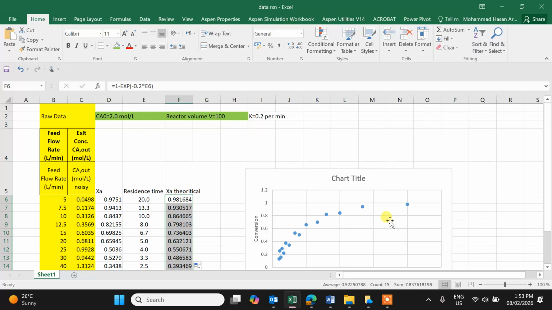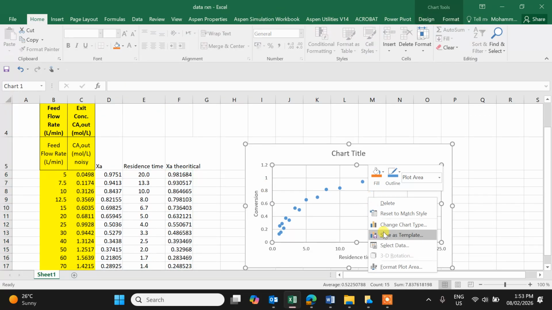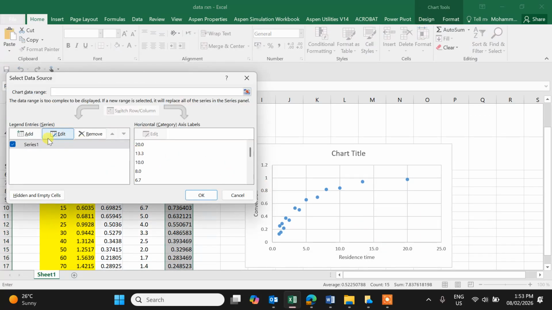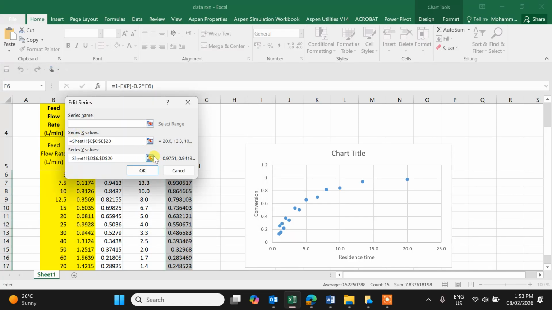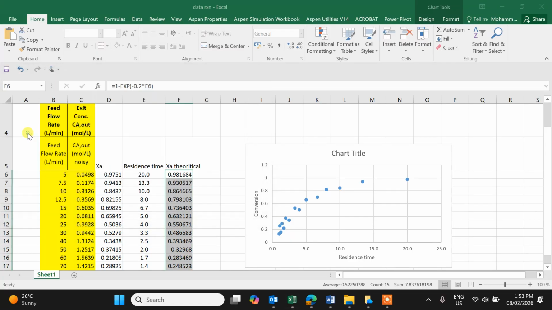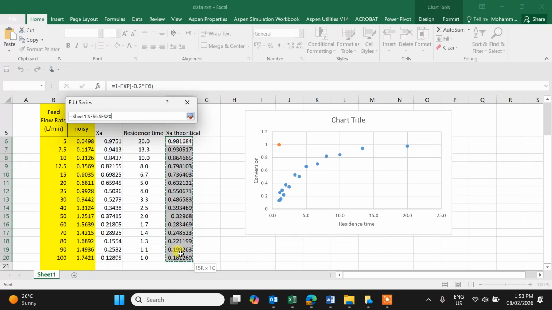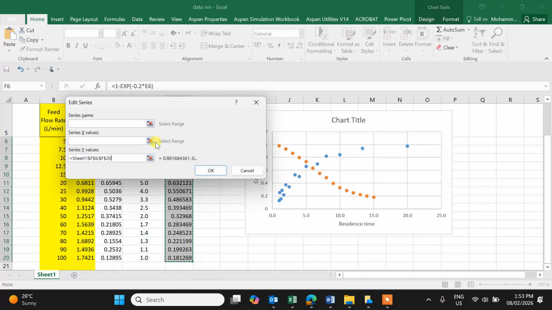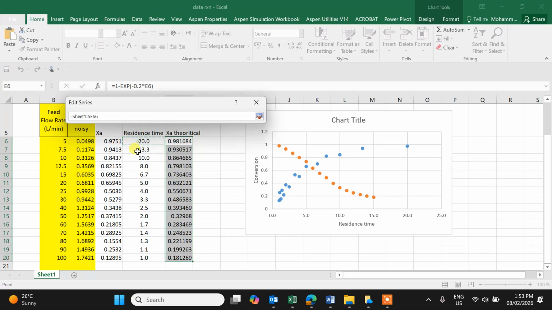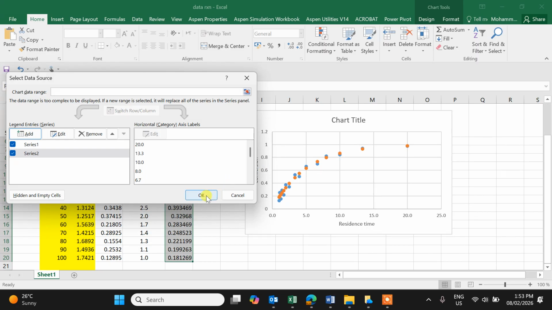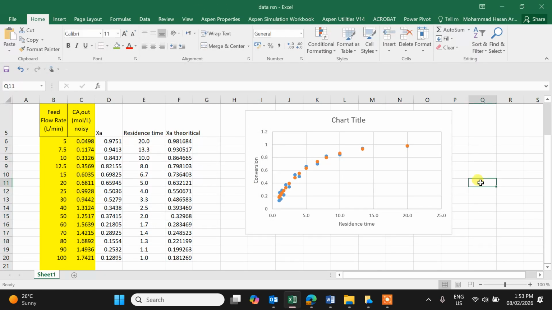Okay. Now we can add theoretical conversion versus residence time. You can see that they are close to each other, but there is deviation because we had experimental results.